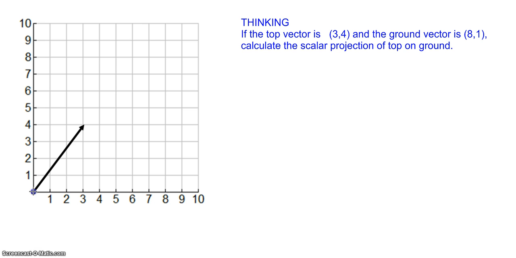And the second vector is (8, 1), so 8 to the right and 1 up. So those are our two vectors. And in the previous question, I asked you to try to calculate the magnitude of the projection of A on B.